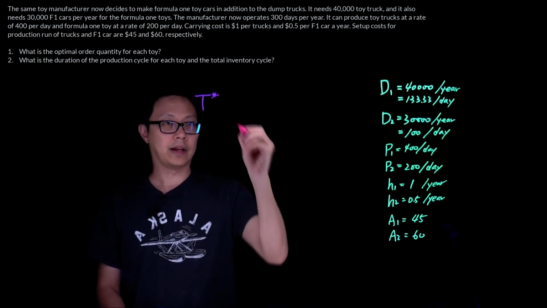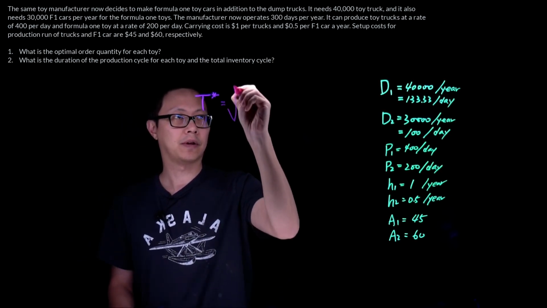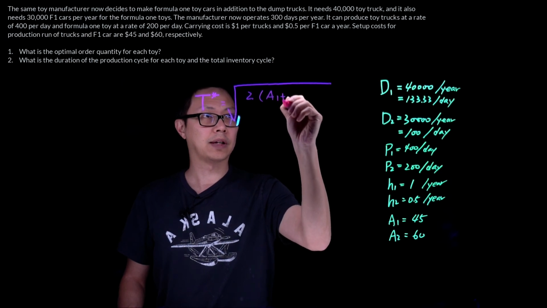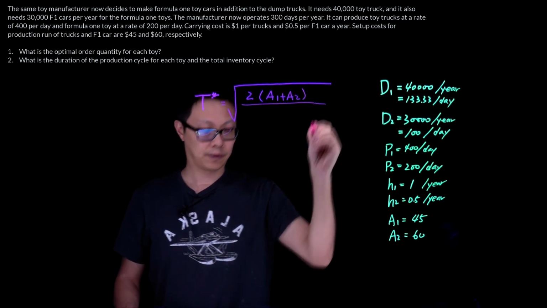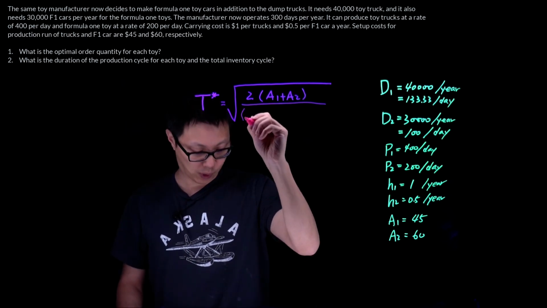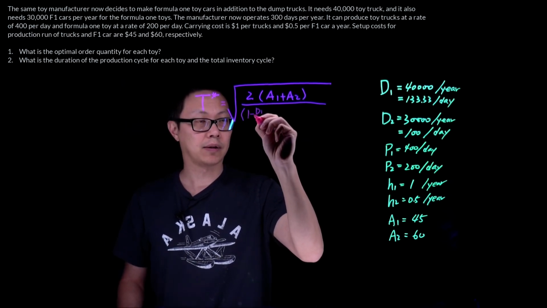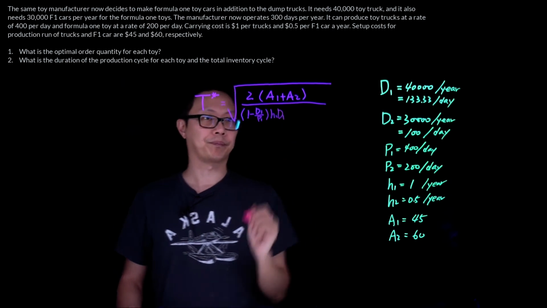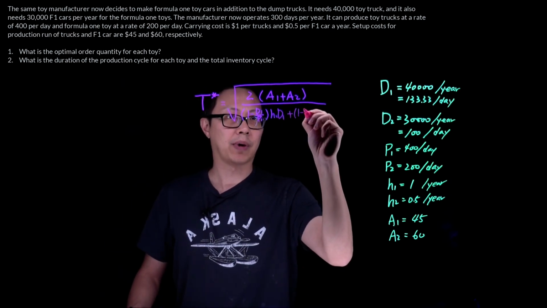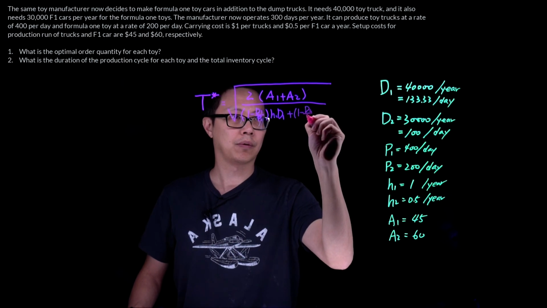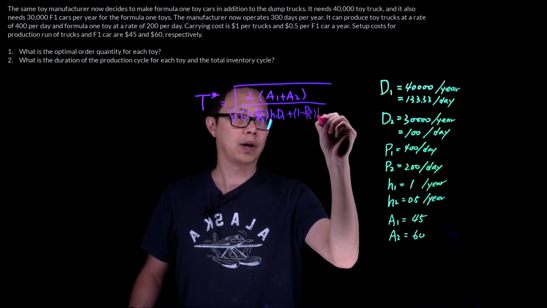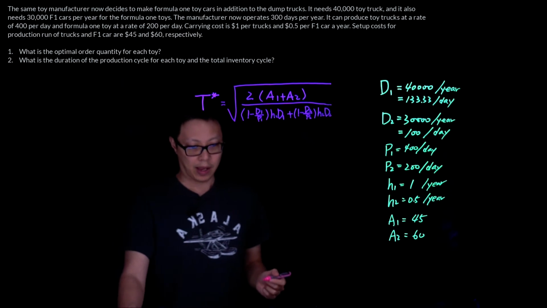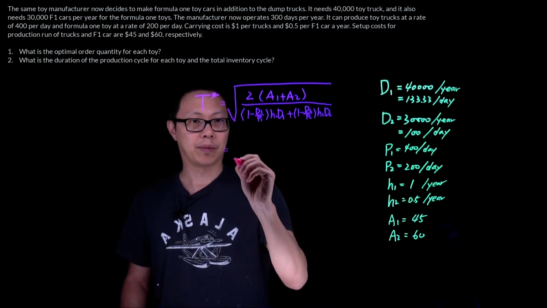Okay, and the formulation for T is kind of long. It will be 2 times A1 plus A2, divided by 1 minus D1 over P1, times H1 and D1, plus 1 subtract by D2 over P2, times H2 and D2.